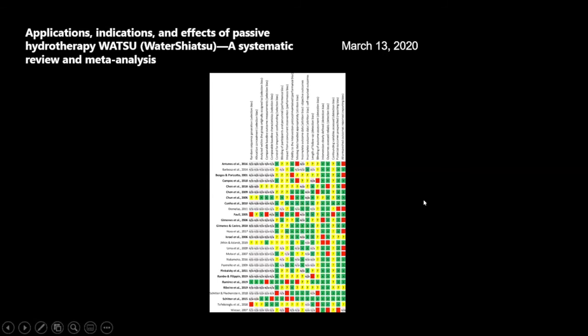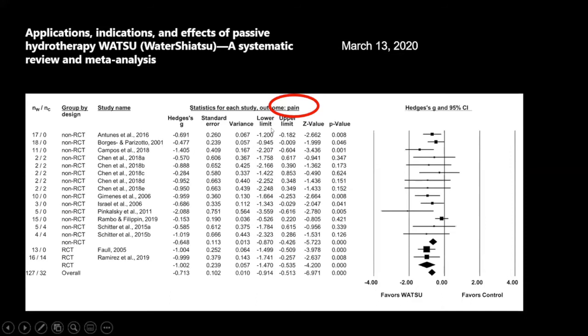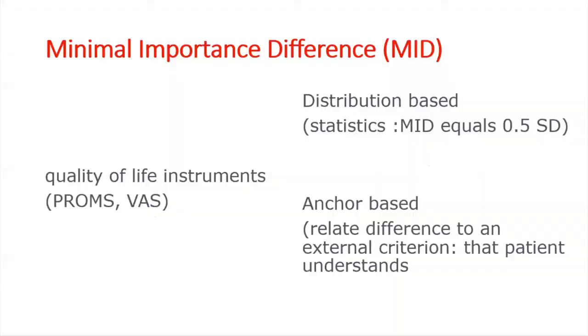But what's the problem with this study? Well, they're measuring pain as their outcome, and the improvement in pain on a visual analog score. But what does that mean? That my pain score reduced from 50 to 30. What does that mean? Well, when we use these quality of life instruments, such as PROMs and VAS, we have two ways of presenting them in those figures.